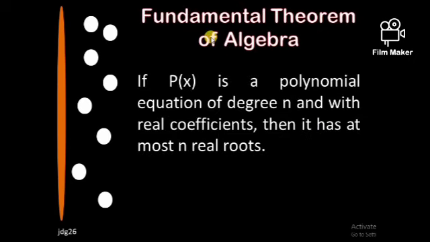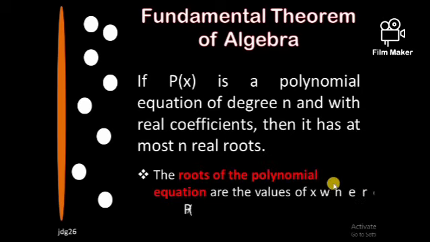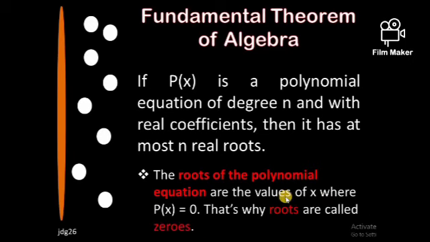Let's have the fundamental theorem of algebra. If p of x is a polynomial equation of degree n, and with real coefficients, then it has at most n real roots. And the roots of a polynomial equation are the values of x where p of x is equal to 0. That's why roots are called zeros.